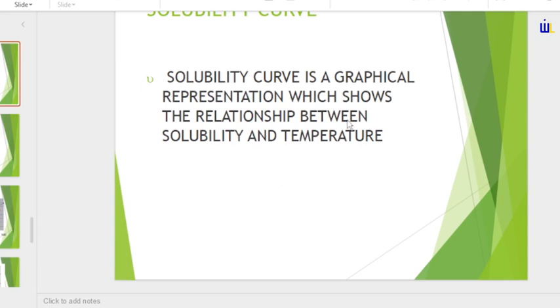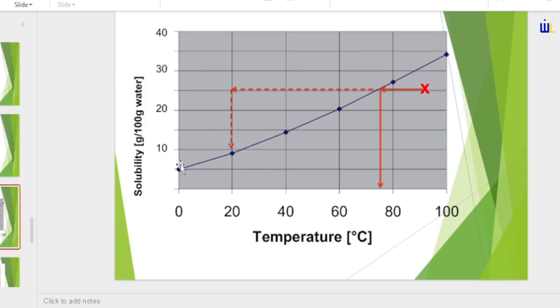Now the point is that a graph that shows the relationship between solubility and temperature is what refers to the solubility curve. Look at something like this. In that graph, the vertical axis is what has the solubility, while the horizontal axis has the temperature. Is this clear? Yes, sir. Good.